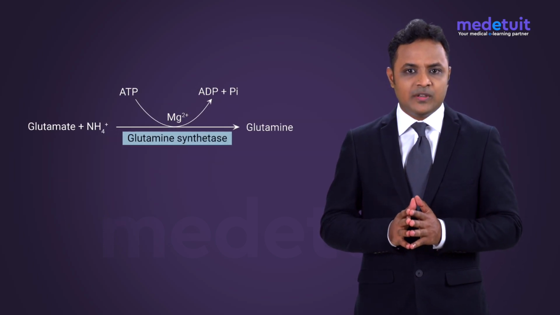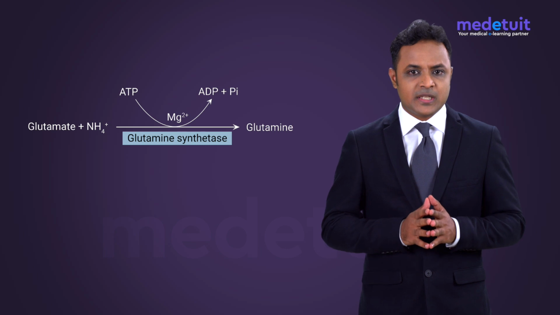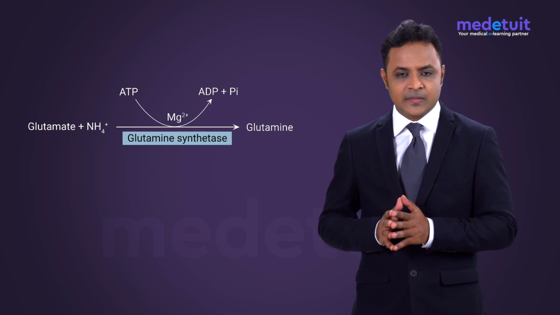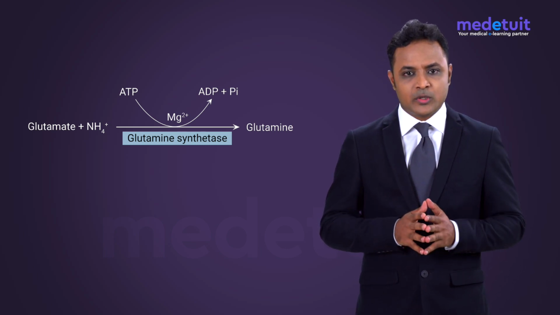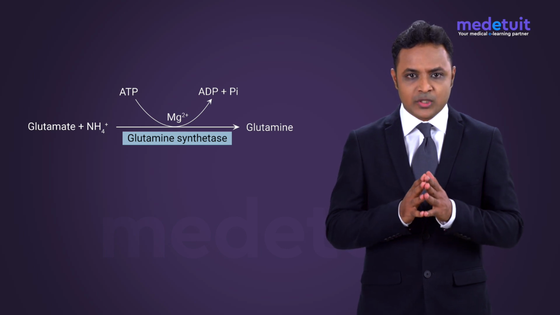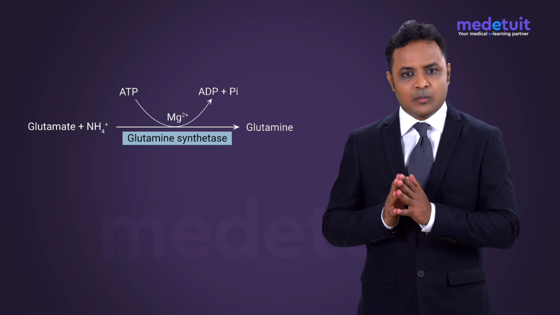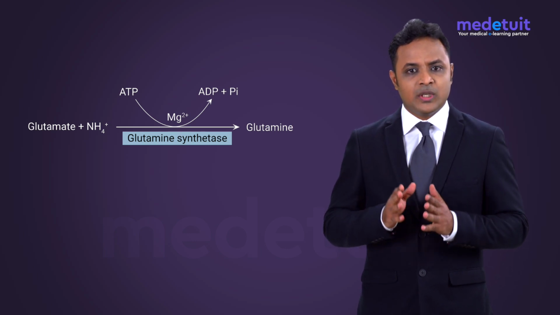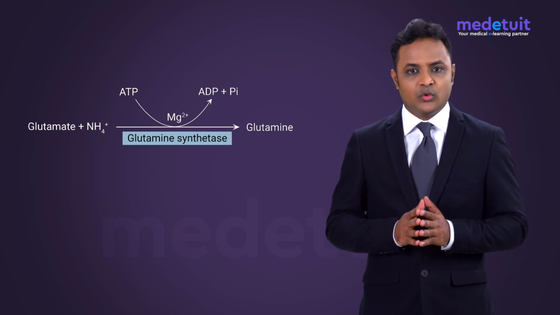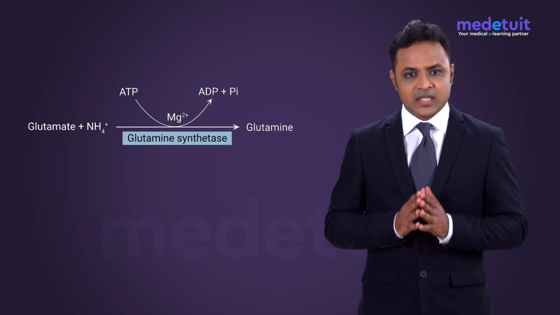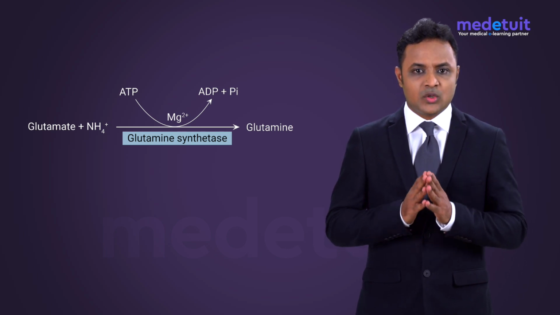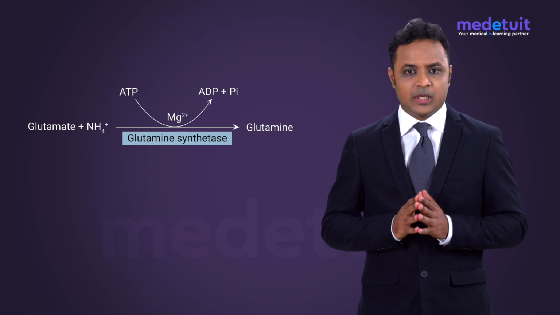Glutamate can combine with ammonia in the presence of glutamine synthetase, which is an energy requiring process. Therefore, ATP is also required for this conversion. So glutamate combines with ammonia in the presence of glutamine synthetase to form glutamine, and this glutamine that is formed is a non-toxic metabolite.